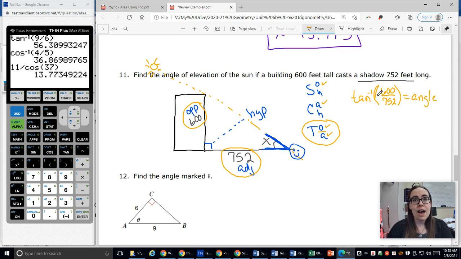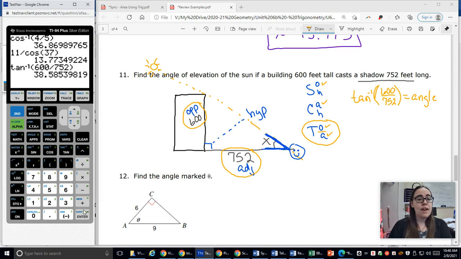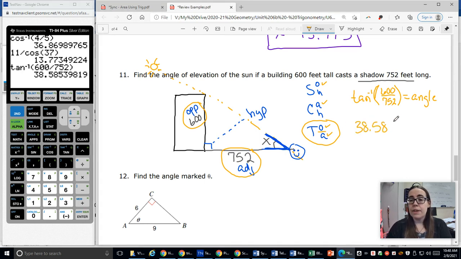So let's put that in the calculator and see how big that angle is. The inverse tangent, so second tangent of 600 divided by 752 gives me 38.585 degrees. And again, it might round on your test to a whole number, but just make sure you're rounding correctly based on the number that you see in your calculator.